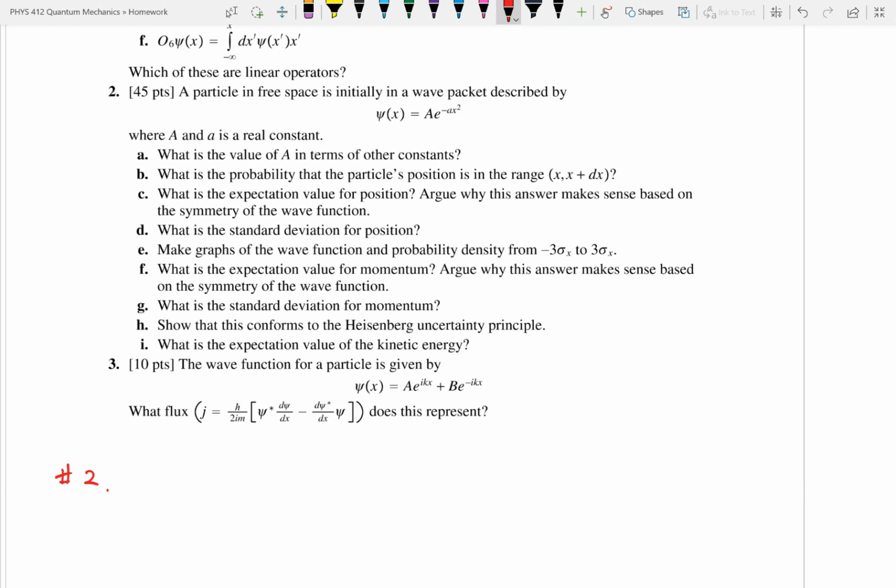And then what is the probability that the particle's position is in the range? That's just solving for the... no, part C is asking for the expectation value for position. So is that just the integral from negative infinity to infinity of the probability dx? That's the normalization condition, what you just said. That 1 is equal to the integral from minus infinity to infinity of psi mod squared dx. That is, I think, what you just described, isn't it?